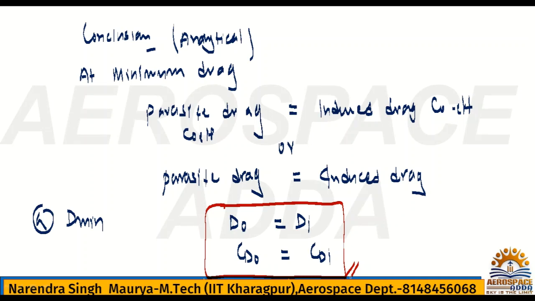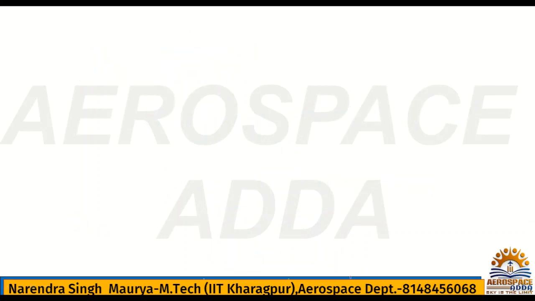Now what you have, but GATE questions they are asking. That is one type of question, like what is the condition for the minimum drag? So you have to answer where the parasite drag equals induced drag, then the minimum drag condition can be achieved. But under this minimum condition, what result you got, that question will be asked to you in the examination. So you have to write what you have to write at minimum drag condition.